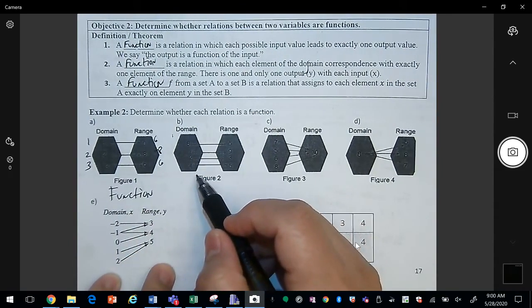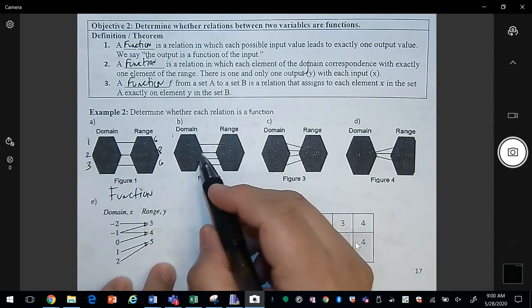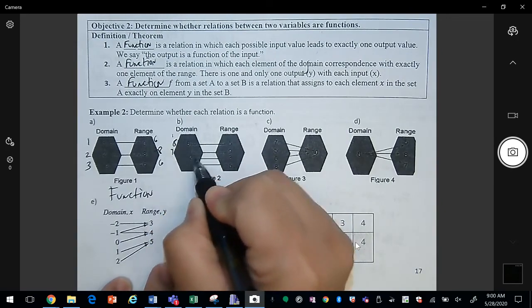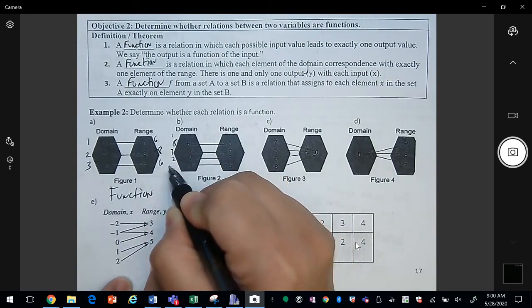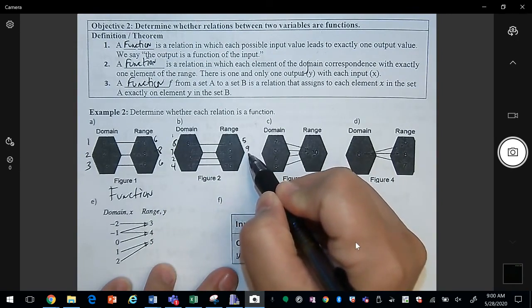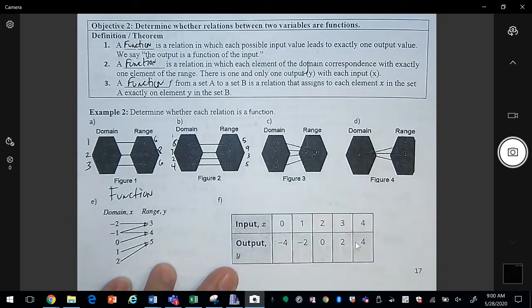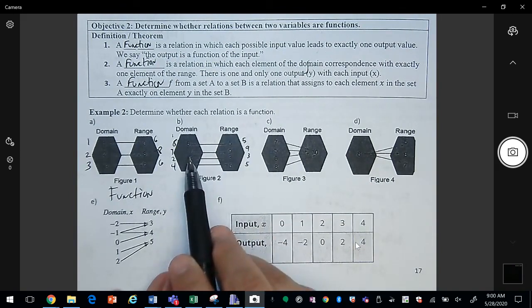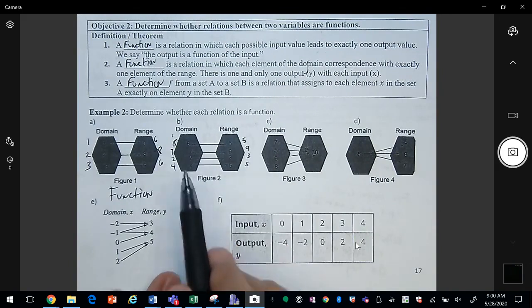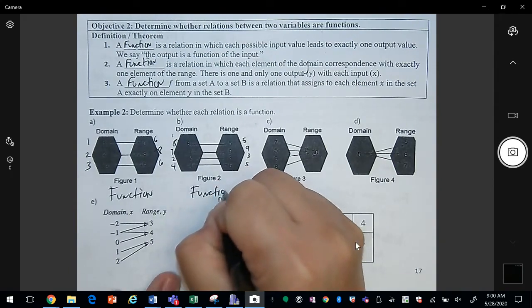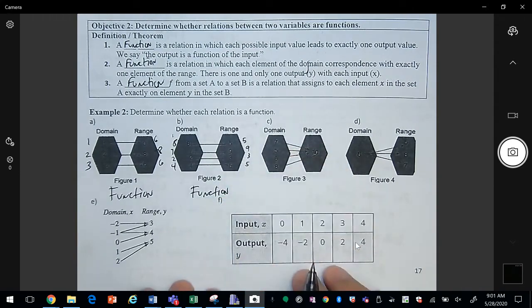On the next one here, we have the numbers are 8, 7, 2, and 4. And over here we have 5, 9, 3, and 5. So here 8 is going exactly to 5, 7 goes exactly to 9, 2 goes exactly to 3, and 4 goes exactly to 5. So they're each going to just one item in the range. So that's still a function.